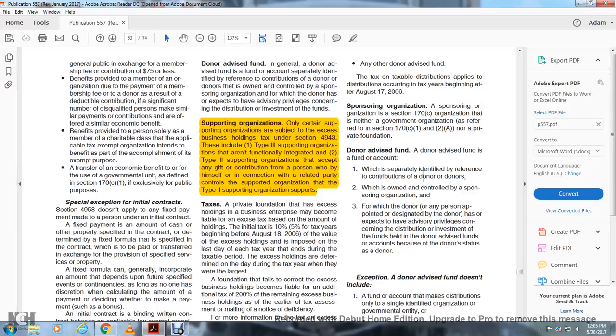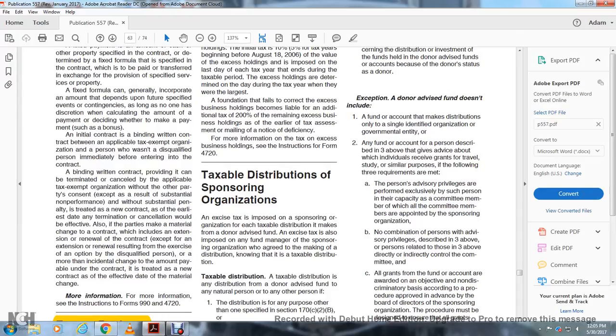Donor advised fund. A donor advised fund is a fund or account which is separately identified by reference to contributions of a donor or donors, which is owned and controlled by the sponsoring organization, and for which the donor, or any other person appointed or designated by the donor, has advisory privileges concerning the distribution or investment of the fund, by reason of the donor's status as a donor.